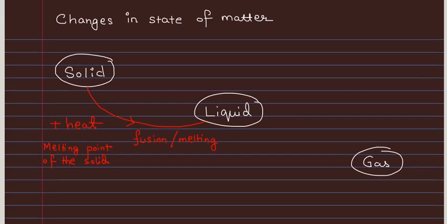And similarly, if we cool that liquid, that is, if we take away heat from the liquid, hence minus, we are cooling, then the liquid will change back to the solid state. This process is known as freezing. It is also known as solidification. And the particular temperature at which this change of state happens from liquid to solid is called the freezing point of the liquid.